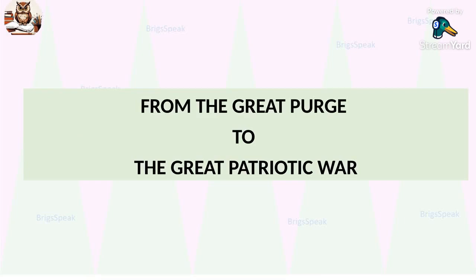Next part is from the Great Purge to the Great Patriotic War. The period from the Great Purge of the 1930s to the Great Patriotic War during World War II was a transformative and turbulent time for the Soviet military. Stalin's purges decimated the Red Army's leadership, undermining its preparedness for the German invasion in 1941.